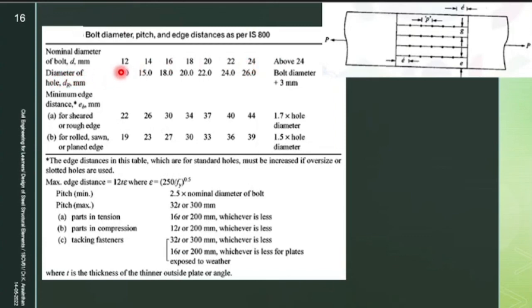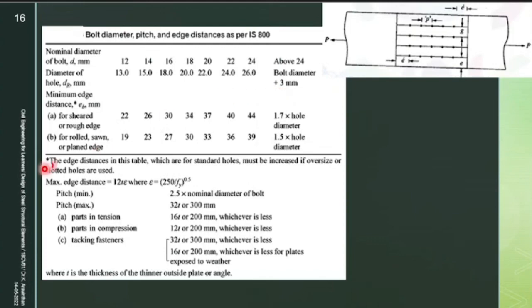So this is as per the guideline. If you are using a 12 mm diameter bolt, your hole should be 13 mm, and if you are using 18 mm, it should be 20. Above that, if you are using a 24 mm diameter bolt, your hole should be at least 27. So this is the guideline.